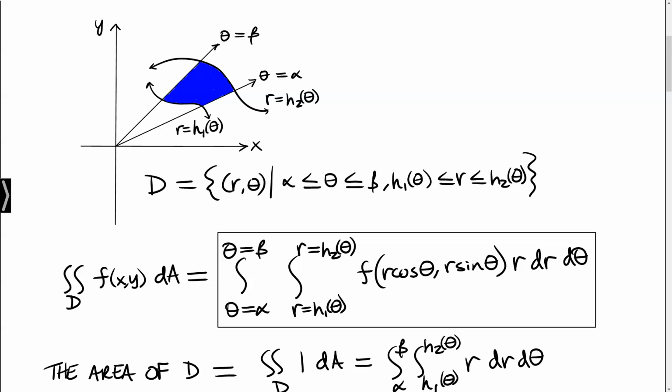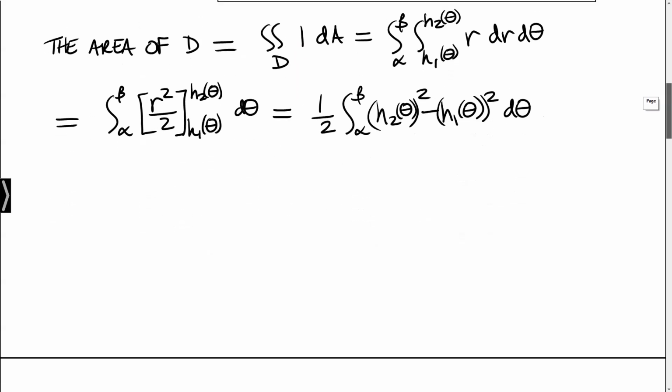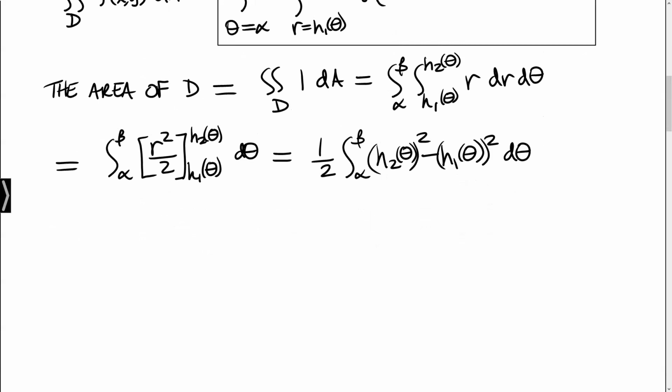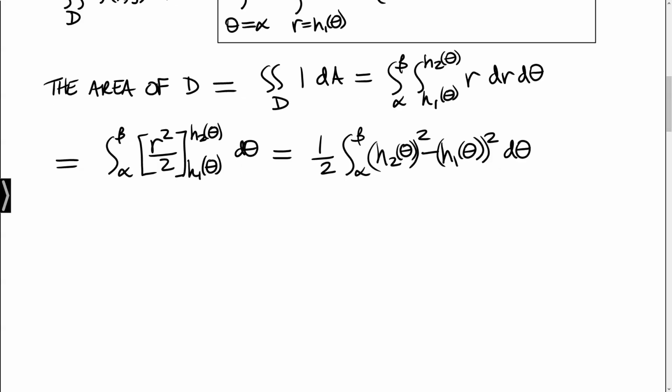You get 1/2 the integral of H2 squared minus 1/2 the integral of H1 squared. That's what you get from Calc 2. And what we see here is if we break up this integral into the two pieces, into two integrals, that's exactly what we get here. So it does end up agreeing with the formula that we got from Calc 2.